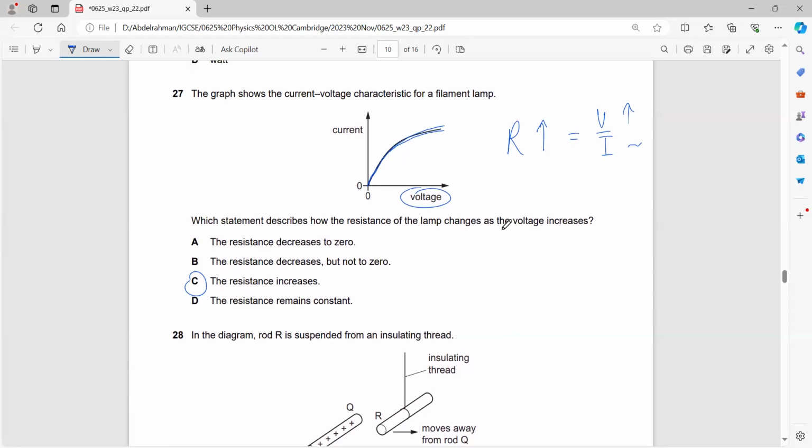So again, any current voltage graph that is curving towards the voltage axis would have an increasing resistance. You can actually draw it this way as well. This is also an increasing resistance. Why? Because it's curving towards the voltage axis.